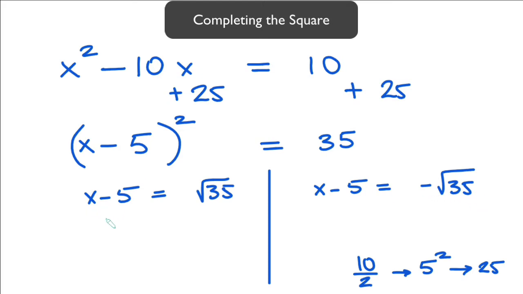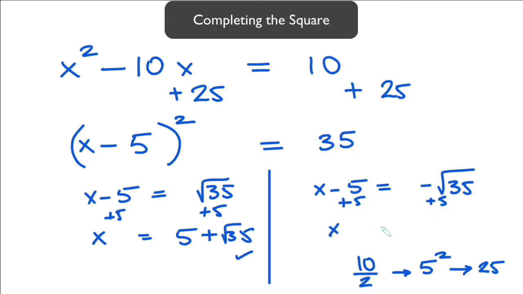And then simply add 5 to both sides like this over here. So you're going to have x is equal to 5 plus square root of 35. This is your first answer, and then of course over here you're going to add 5 to both sides to get x is equal to, of course these 5's cancel out, so x is equal to 5 minus square root of 35, and that's your second answer.